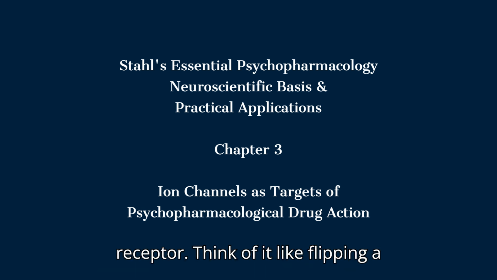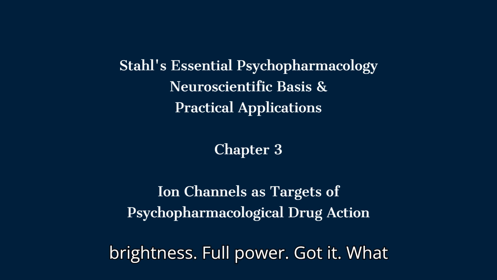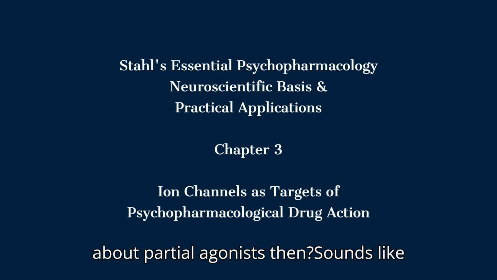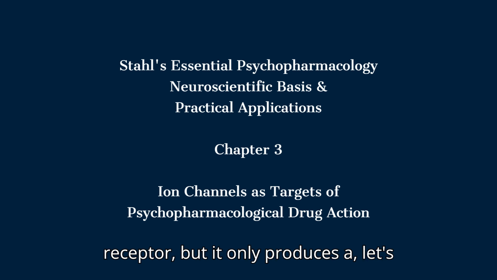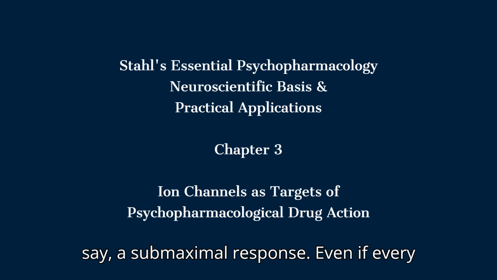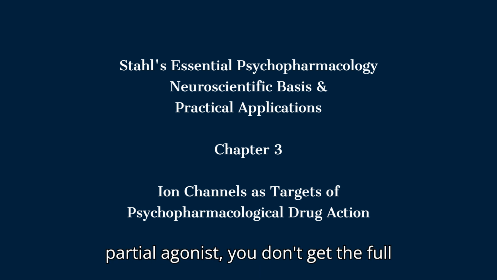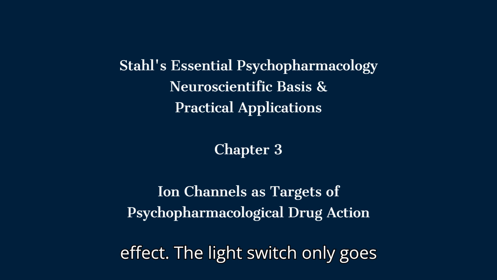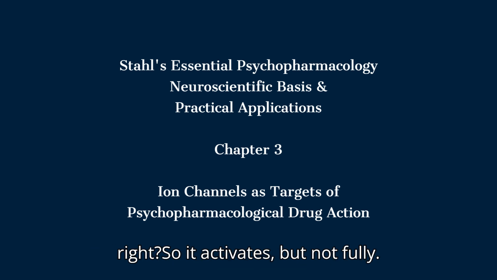Think of it like flipping a light switch all the way on. Max brightness. Full power. Got it. What about partial agonists then? Sounds like less power. Kind of, yeah. A partial agonist also binds and activates the receptor, but it only produces, let's say, a submaximal response. Even if every single receptor is occupied by that partial agonist, you don't get the full effect. The light switch only goes halfway up, maybe medium brightness. Right. So it activates, but not fully.